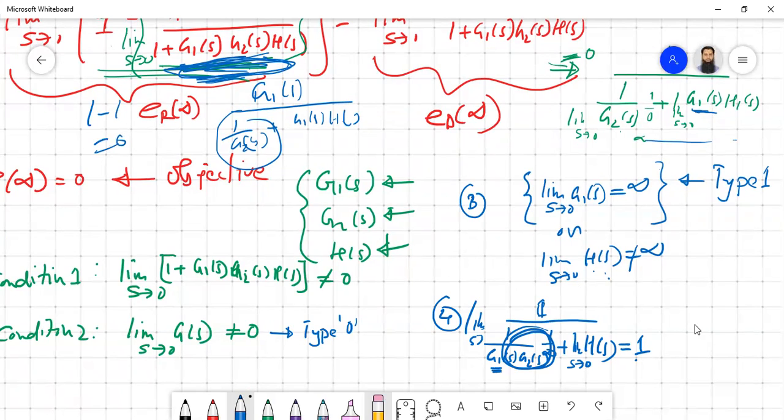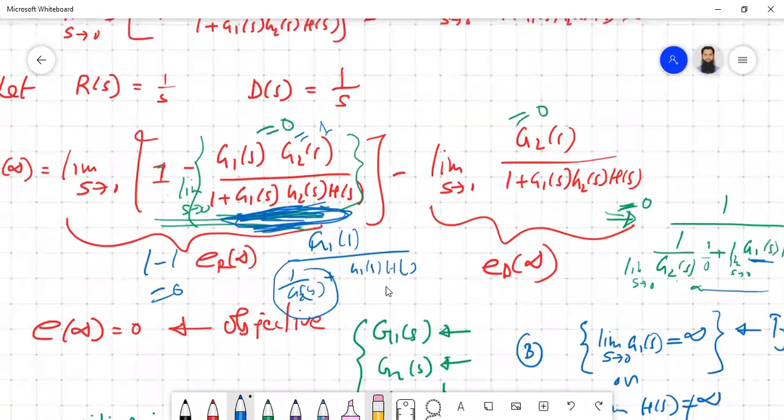So what does it mean? We are applying the limit as s tends to zero of g(s). When we have a finite value, it is a type zero system. So we can predict that H has to be a type zero signal. This is not the only condition; the magnitude also has to be one. Then one by one will give you magnitude one. So finally, this term is becoming zero and this term is becoming one.